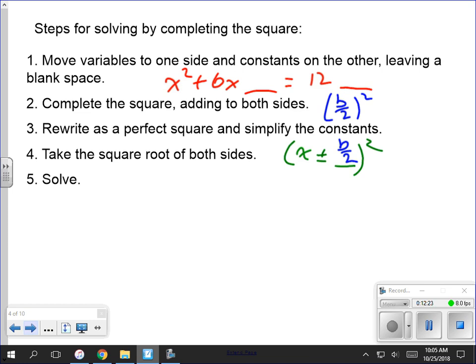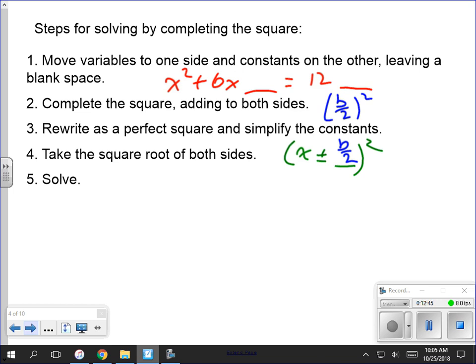And then you're going to take the square roots of both sides, just like we did. And then you're going to have another step to finish solving the problem. Okay, but this is the step-by-step procedure for solving by completing the square. First step, all your x's on one side, the squares and the non-squares, equals everything else.